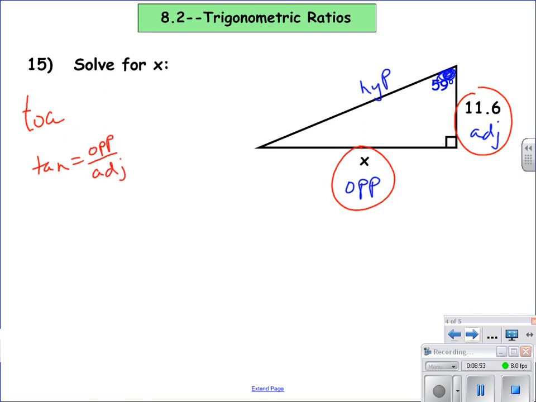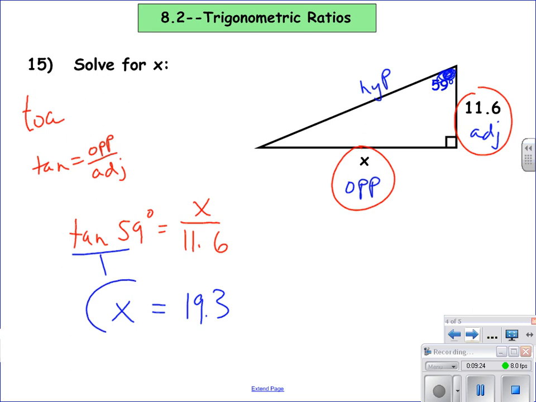So now we just plug in the tangent of 59 degrees equals the opposite that we don't know, the adjacent 11.6. And now these are real nice. When the x is on top, think about this as over 1. We're just cross multiplying. X times 1 equals x. Tangent of 59 times 11.6 is a grand total of 19.3. Does that make sense? Yeah, 11.6, 19.3.